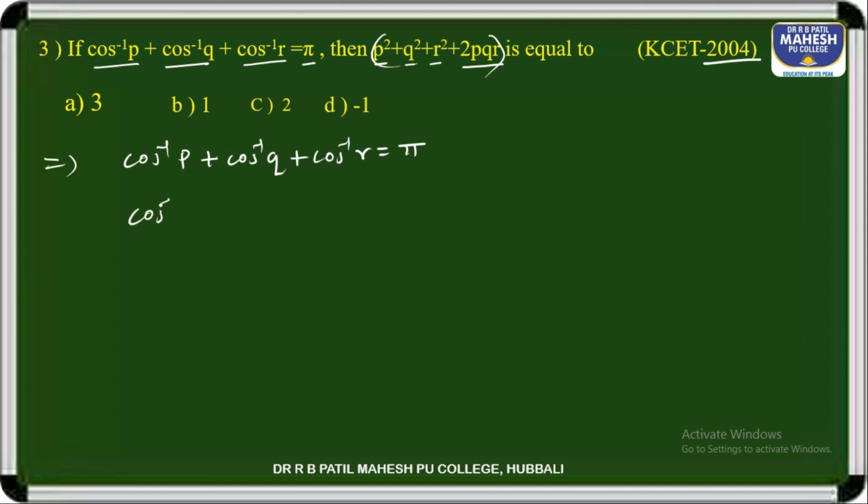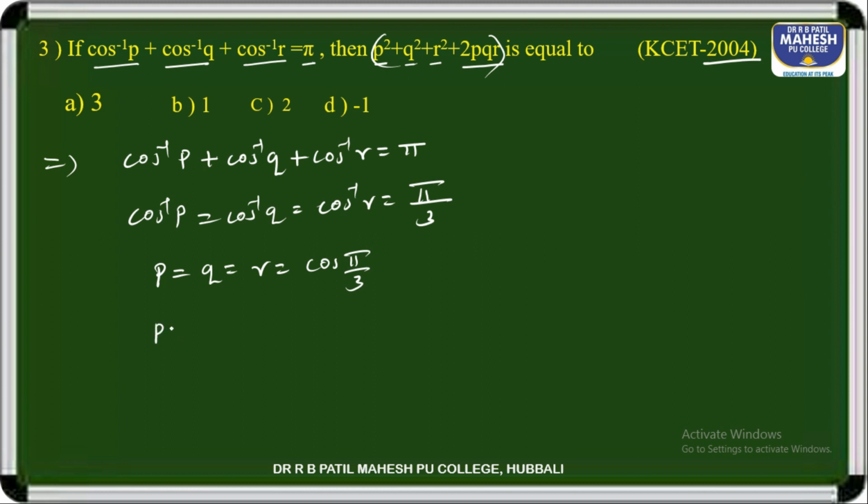Separately, the value of cos inverse P, cos inverse Q, cos inverse R, I will consider these values as pi by 3. Means pi by 3 plus pi by 3 plus pi by 3, I am going to get it as pi. Hence I am taking those values as pi by 3. Now P equal to Q equal to R is equal to, taking cos inverse to the right hand side, cos pi by 3. So what is the value of cos pi by 3 from the trigonometry? That is 1 by 2. Hence the values of P, Q, R I am getting as 1 by 2.